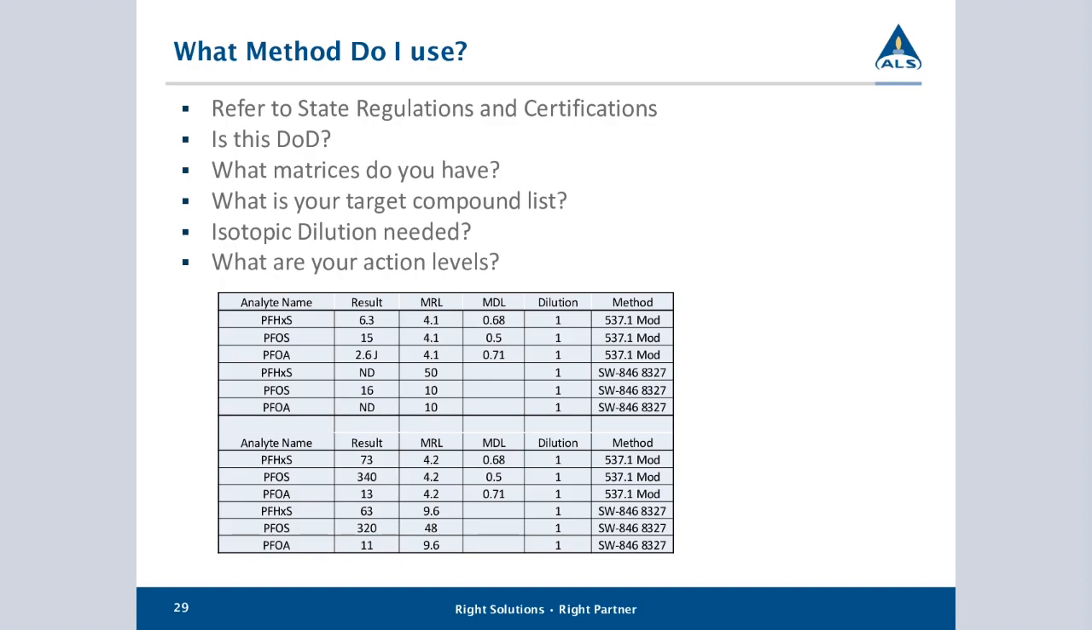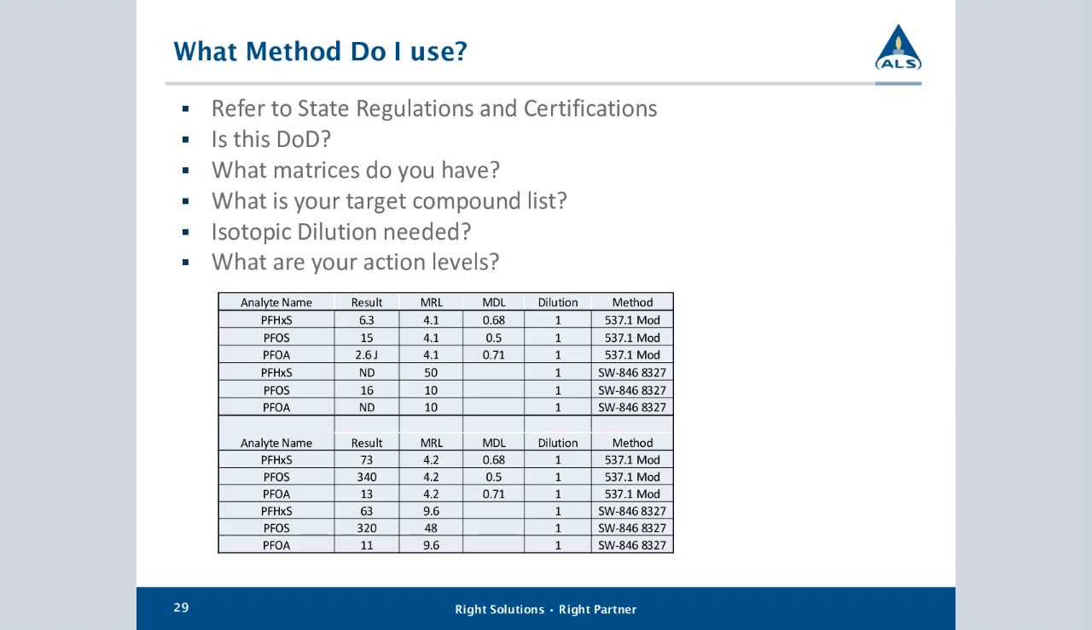So if I get the question, what method should I use? Really what I'm going to do is start asking you questions to meet the objectives of what you need to have done. What state are you in? Do they have state regulations or do they have state certifications? Is this site DoD, or does it have to follow the QSM table B15 like California does? It may not be a DoD site, but you have to follow the QSM table B15.